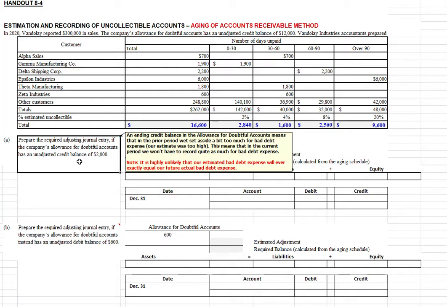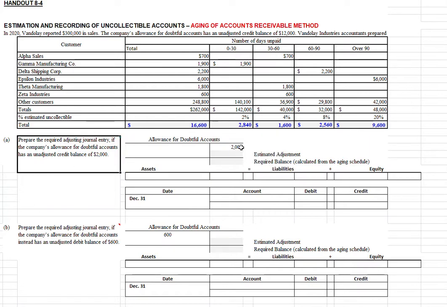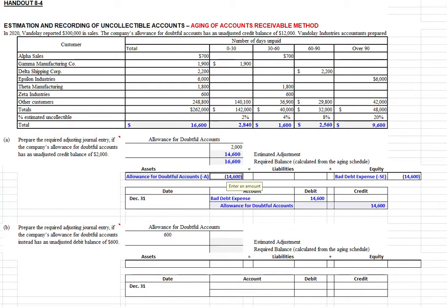And again, an ending credit balance simply means in the prior period we set aside a bit too much. In the current period, we won't have to set aside quite as much. So here's our $2,000 credit balance in our allowance for doubtful accounts. We've just estimated that we need an ending balance of $16,600. This is going to require an adjusting entry for $14,600. So we will debit bad debt expense for $14,600, which will ultimately decrease stockholders' equity, and we credit the allowance for doubtful accounts for $14,600.